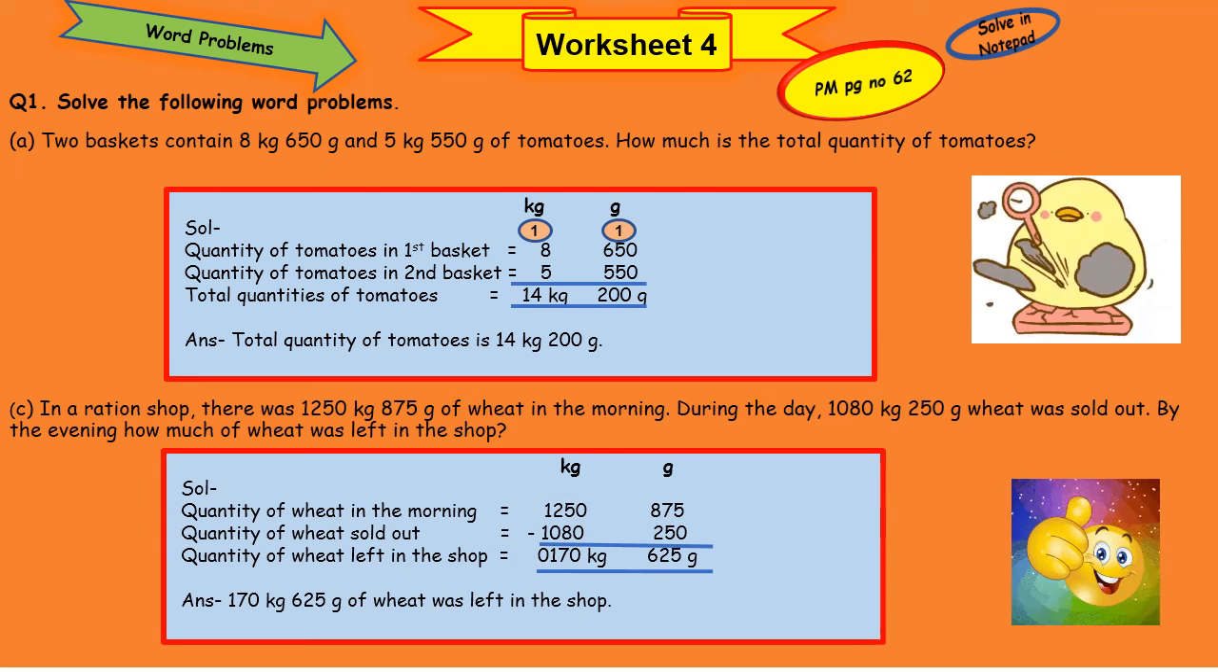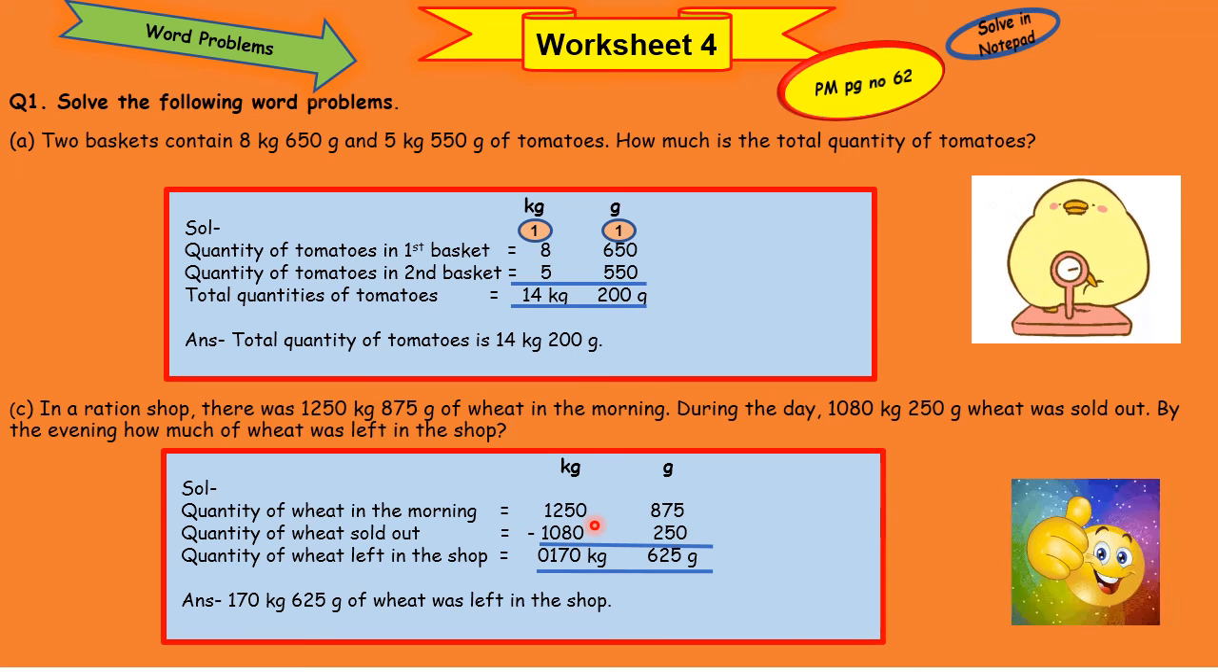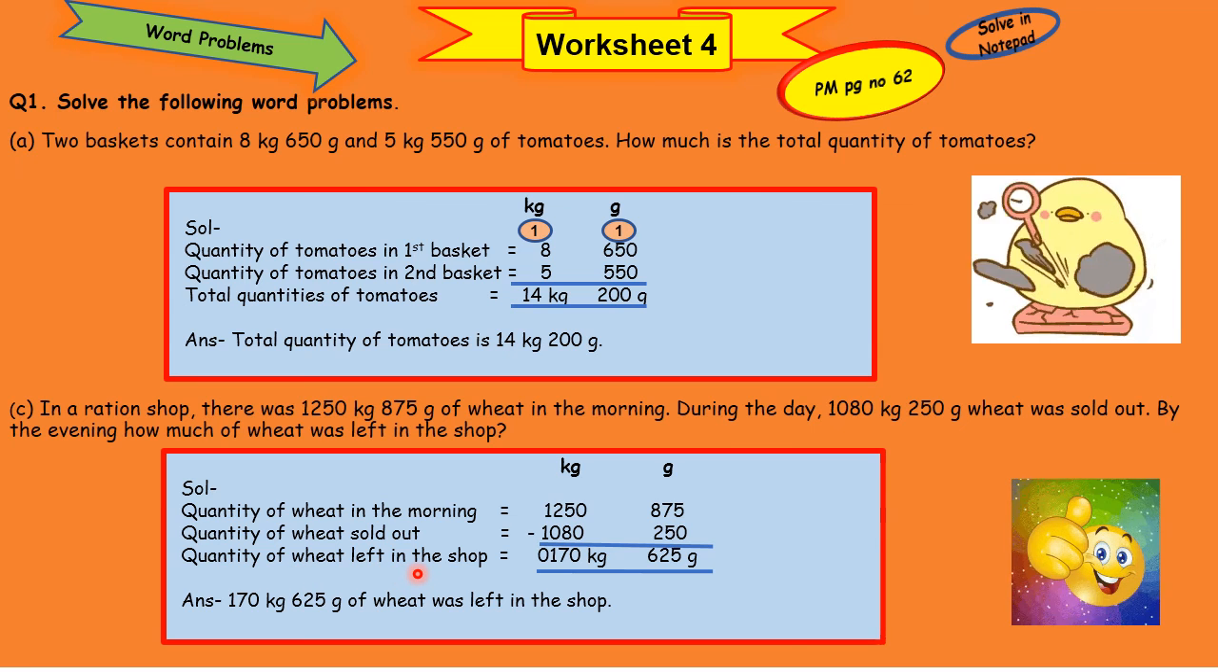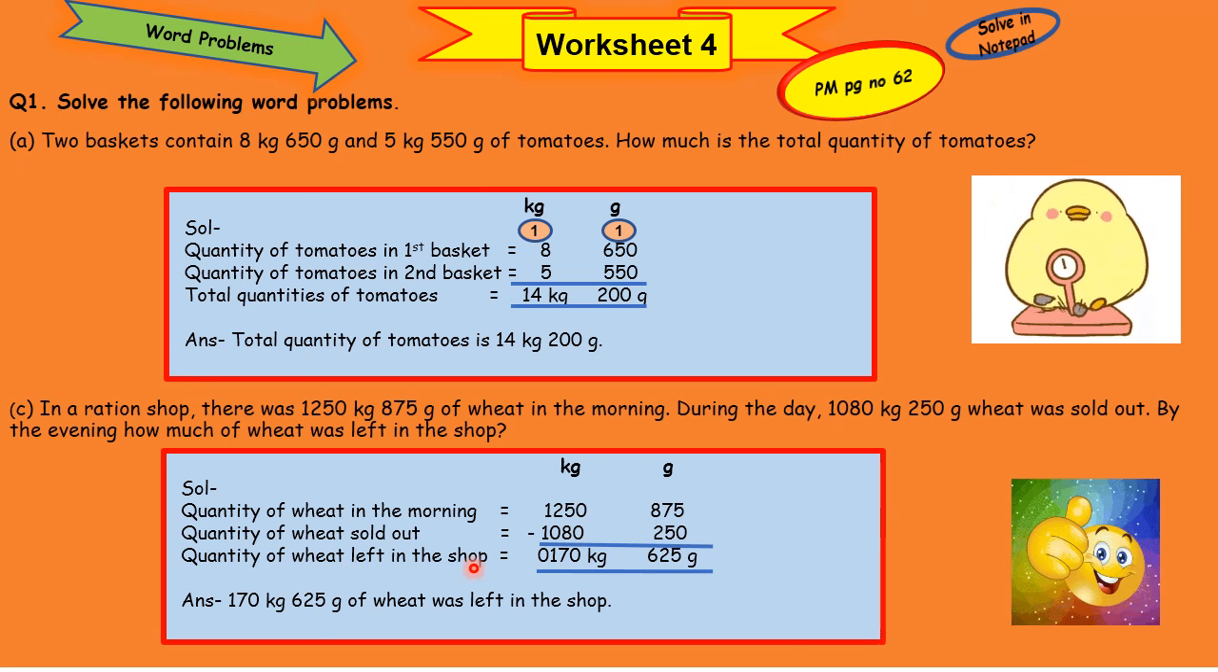Yes, correct. Let's frame the statements. Quantity of wheat in the morning is equal to 1250 kg 875 grams. Quantity of wheat sold out is equal to 1080 kg 250 grams. So quantity of wheat left in the shop, we have to do a simple subtraction here of grams and kilograms. So we are getting answer 170 kg 625 grams. So our answer statement will be 170 kg 625 grams of wheat was left in the shop. Hope you understood, children.